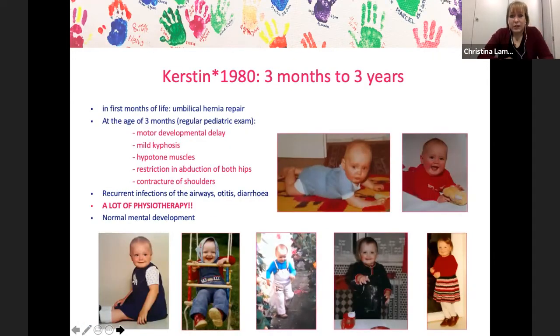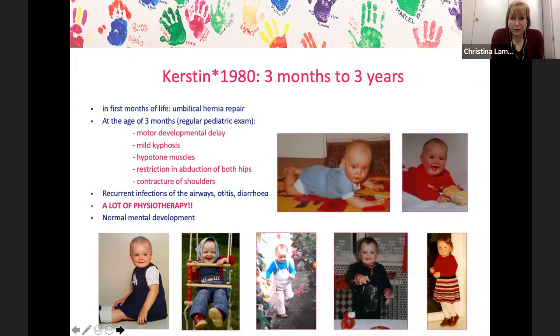Between 3 months and 3 years, she had an umbilical hernia repair. At the age of 3 years, she had a motor developmental delay because she had problems moving her shoulders. She had a mild kyphosis. She seemed to be a little bit hypotone. She had restrictions in the abduction of both hips and also contractures of the shoulders, as I said. She was suffering recurrent infections of the airways and the ears.